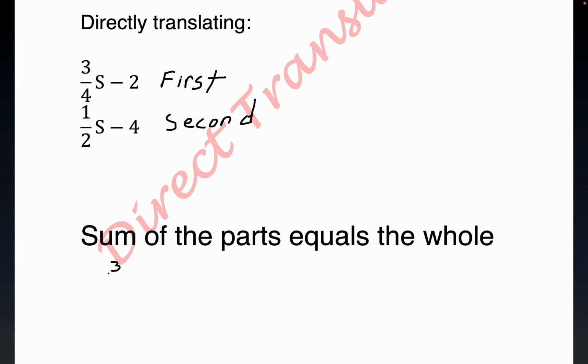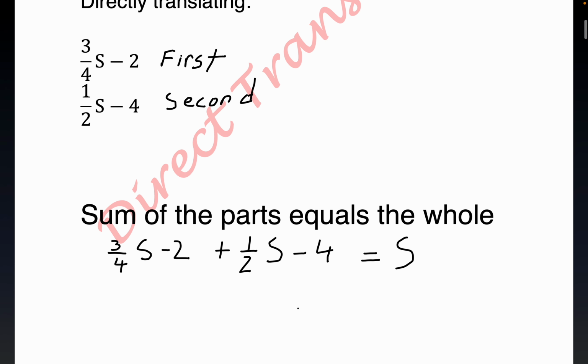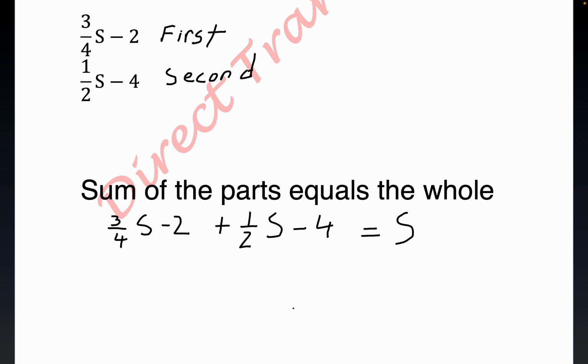We have 3/4 S minus 2 as the first part, plus the second part, which we've directly translated to be 1/2 S minus 4, okay? Now, what is the whole? Well, the whole is the area of the entire farm, but that is S, okay? So we have one equation, one unknown right here. Now, y'all, there are multiple approaches right here. I prefer just to multiply through by 8 to clear out the fractions.